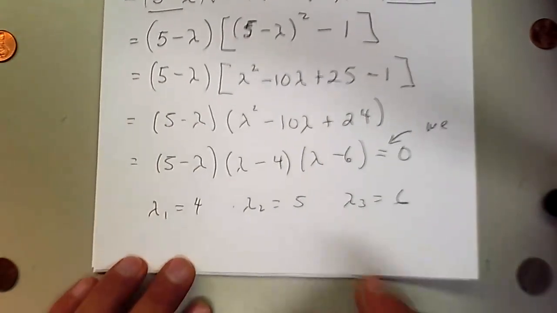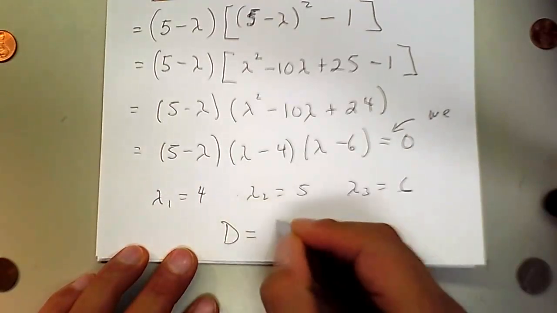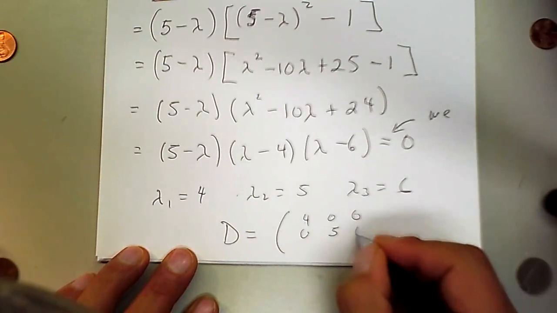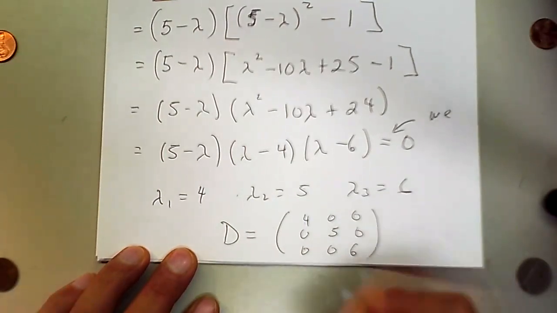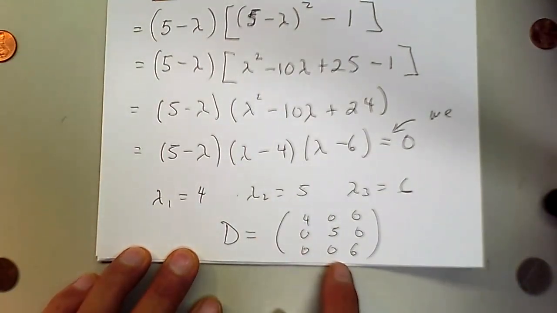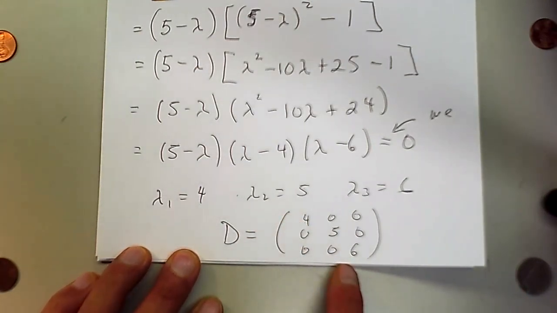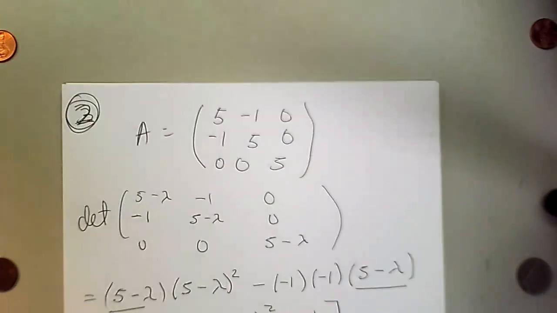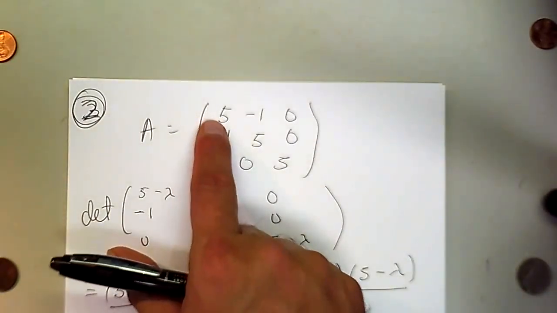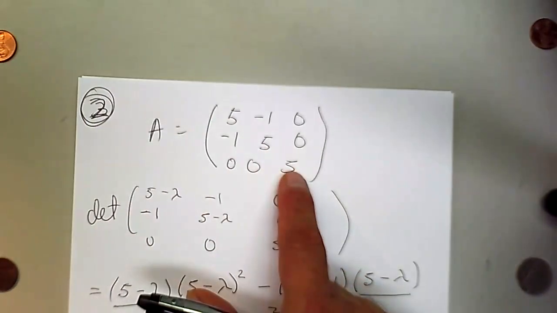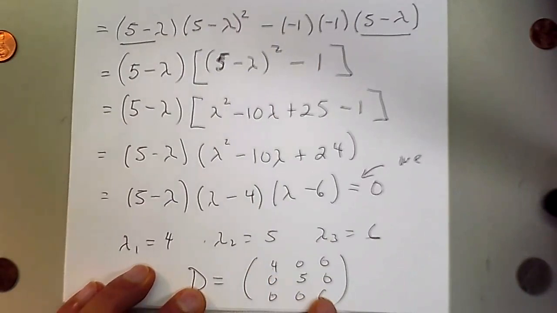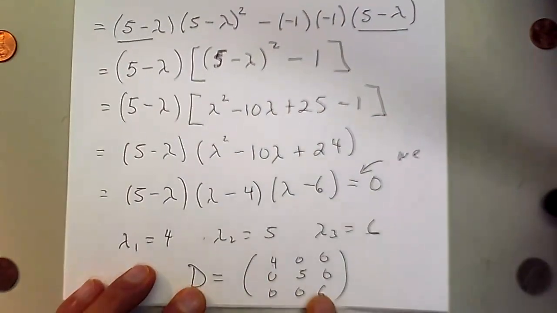And by the way, that means that our diagonal matrix will be 4, 0, 0, 0, 5, 0, 0, 0, 6. The diagonal matrix will be made up by the eigenvalues. Those are our 3 eigenvalues. Our original matrix, by the way, the trace, which is the sum of the main diagonal elements, is 15. And if we add those diagonal elements, we also get 15. That was no coincidence. That's always the case.